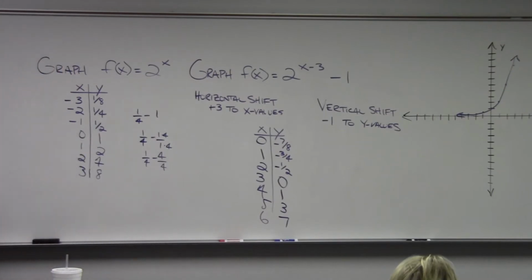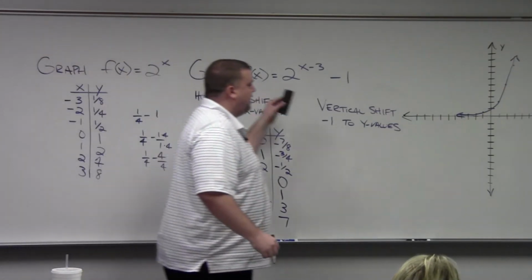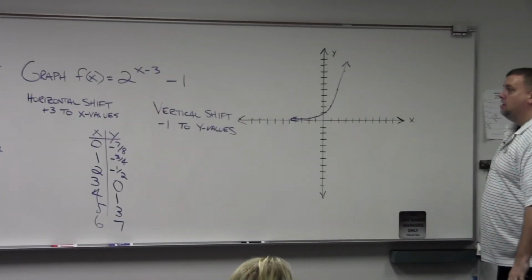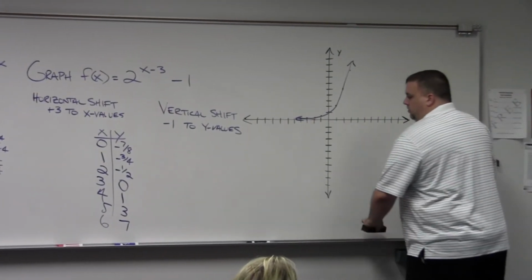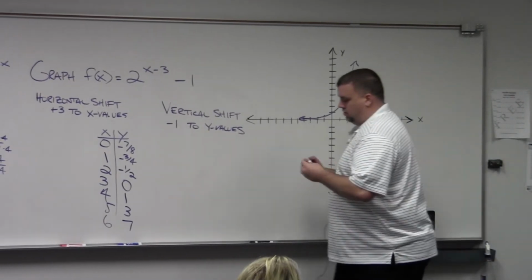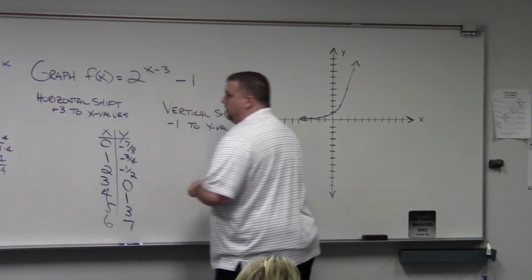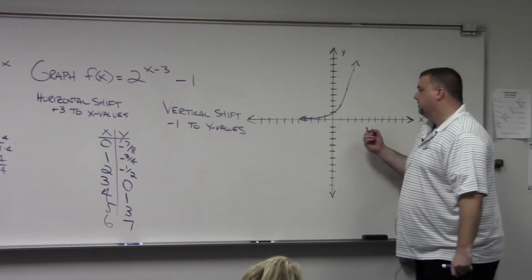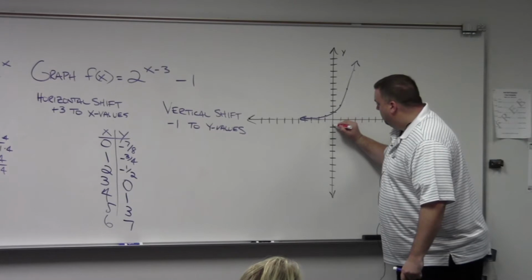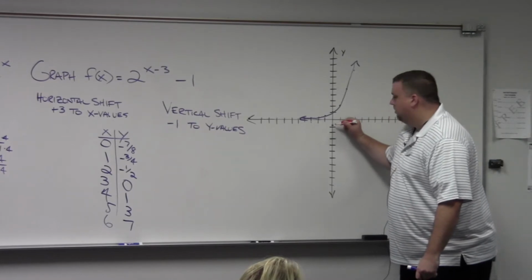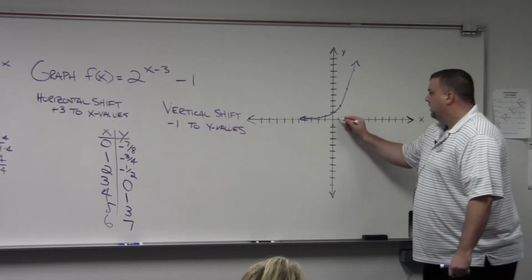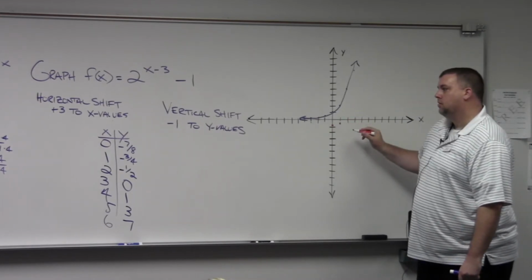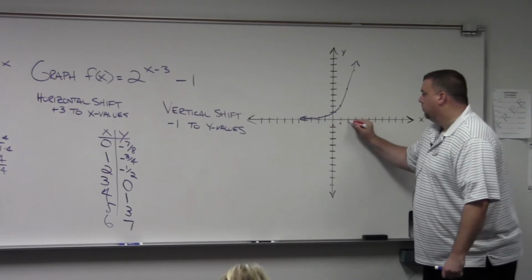So there's our new table of values using the transformations that happened in the graph. We had a horizontal shift and a vertical shift. We applied both of them. So let's graph and see if we ended up with the same shape, just shifted. So 0, negative 7/8. That'll be right about here. 1 and negative 3/4. Right about there. 2, negative 1/2.